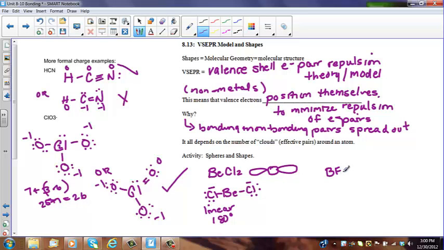Let's look at another example, BF3. Remember, BF3 is the exception to the rule from the last lesson. It's electron deficient, so it's going to have only 6 electrons, and then you've got your F's coming off here. Notice how I spread them out equidistant. Okay, this you'll see is 120 degrees.